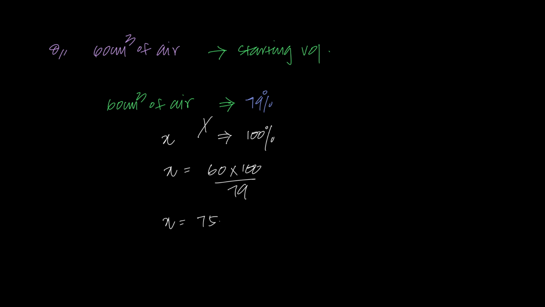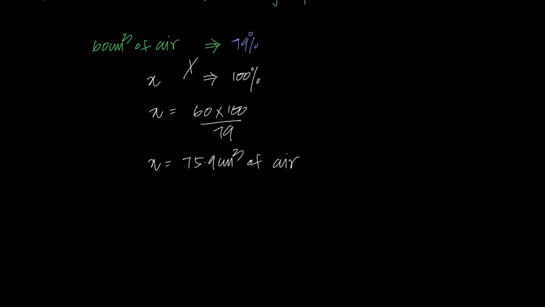You're going to get 75.9 cm cube of air. That's what you started off with. And my question to you guys would be, how much oxygen was consumed? The percentage is 21%, but how much O2 is consumed? You started off with 75.9 and you ended up with 60.